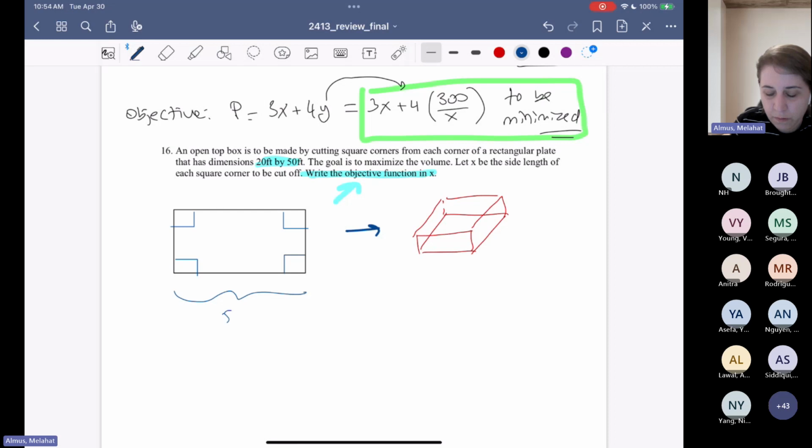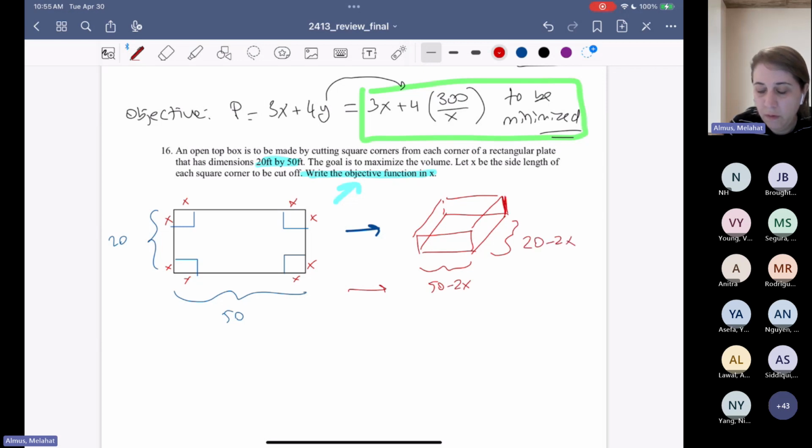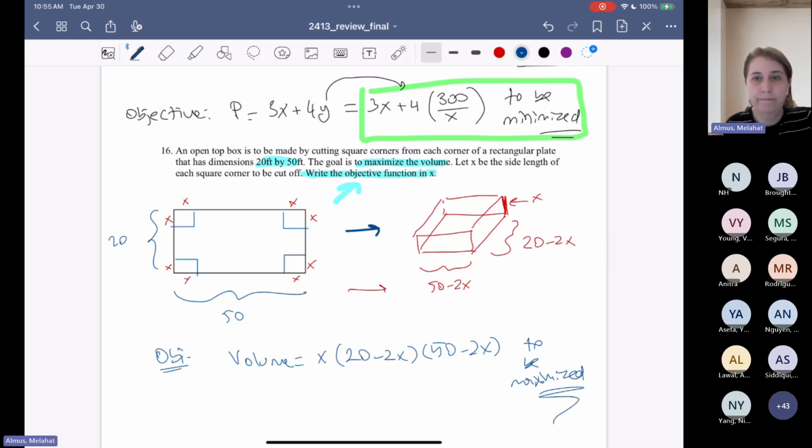Originally, this was 20 by 50, but remember that you're cutting x from each corner. So when you get to this picture, one side will be 50 minus 2x, one side will be 20 minus 2x, and the height here will be x when you fold it. So the objective function is maximize the volume. Volume will be x times 20 minus 2x times 50 minus 2x, to be maximized. That's it. It's a very easy question.